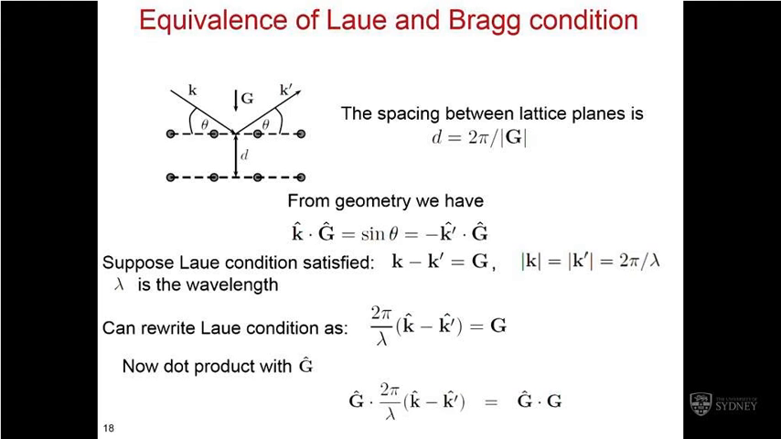Okay, this is the setup that you've got. You've got an incident wave coming in and a scattered wave going out. You have an interplanar separation d. d is given by 2 pi on G. Now, you might look at that and think, hey, where did that come from? But remember a lecture or two ago, we got an expression for d. Remember, it was something like 1 on d squared equals what? Anyway, it's in your lecture notes.